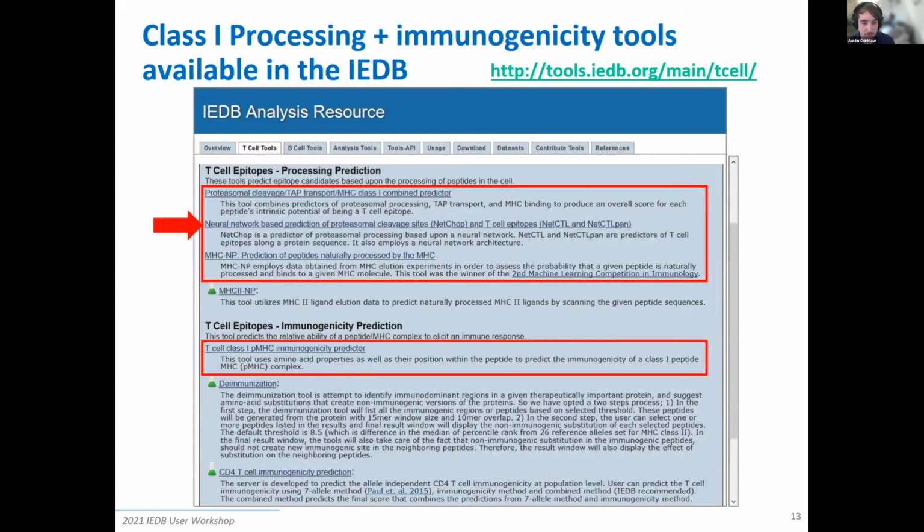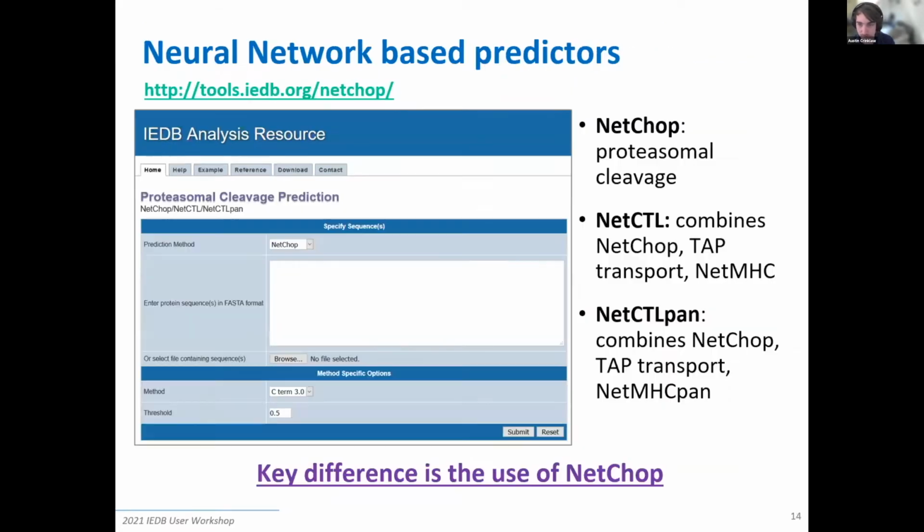Moving on to the next set of tools, the neural network-based predictors. Here we have three options: NetChop, NetCTL, and NetCTL-PAN. NetChop is the proteasomal cleavage step. NetCTL is NetChop, TAP transport, and NetMHC. And then NetCTL-PAN is NetChop, TAP transport, and NetMHC-PAN. The key difference between these tools and the previous tools is the use of NetChop.